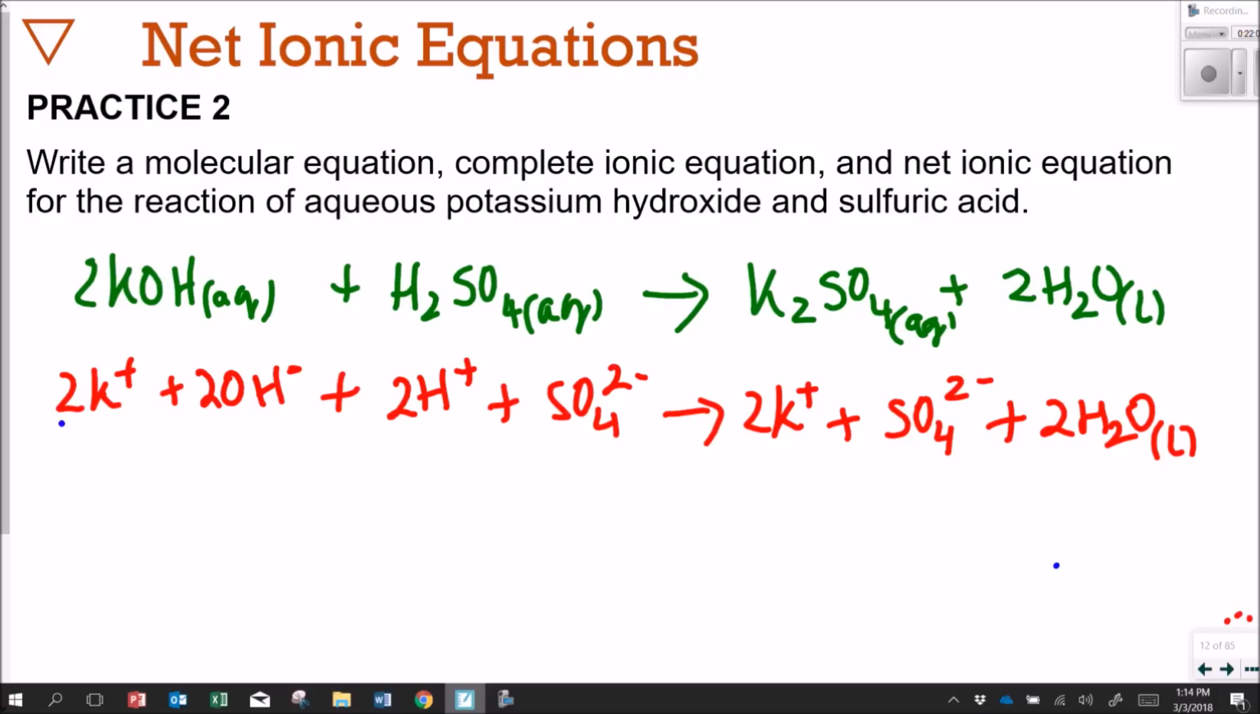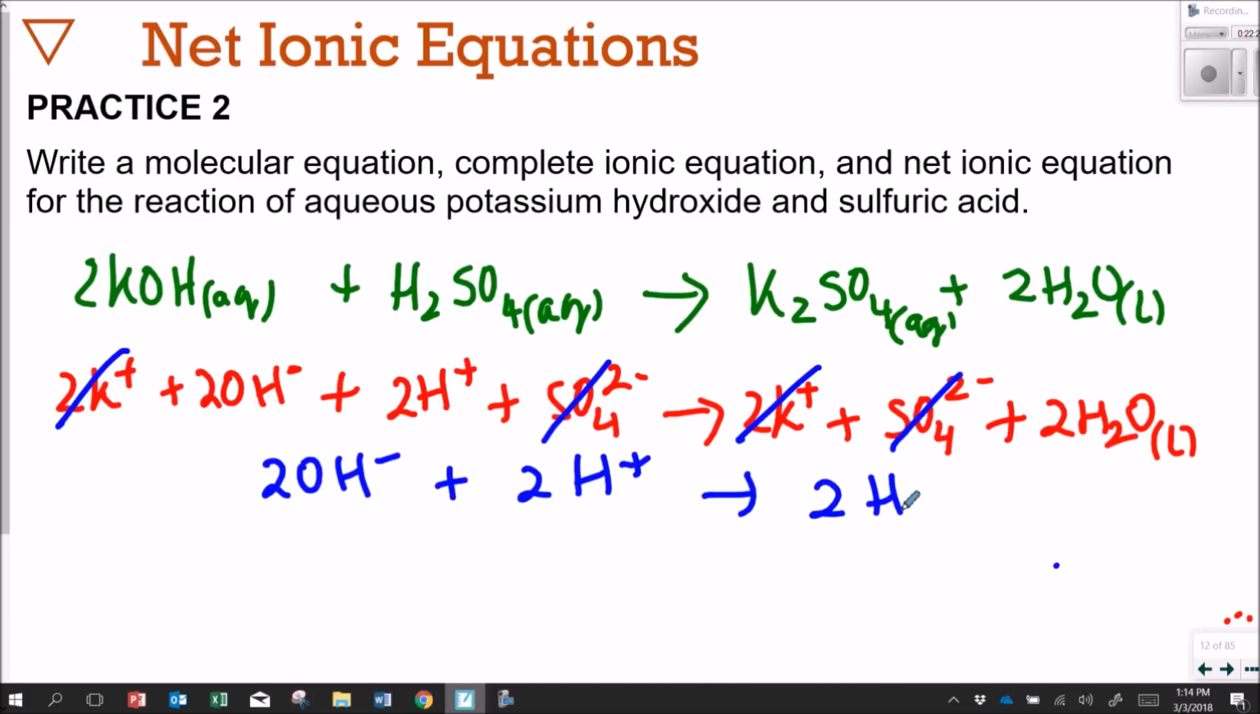Now we cross out the spectator ions. So we have 2 potassiums and 2 potassiums. We have sulfate and sulfate. So now we can rewrite that we have 2OH- plus 2H+ will give us 2H2O, and that's our liquid. Can reduce to OH- plus H+ will give me H2O liquid.